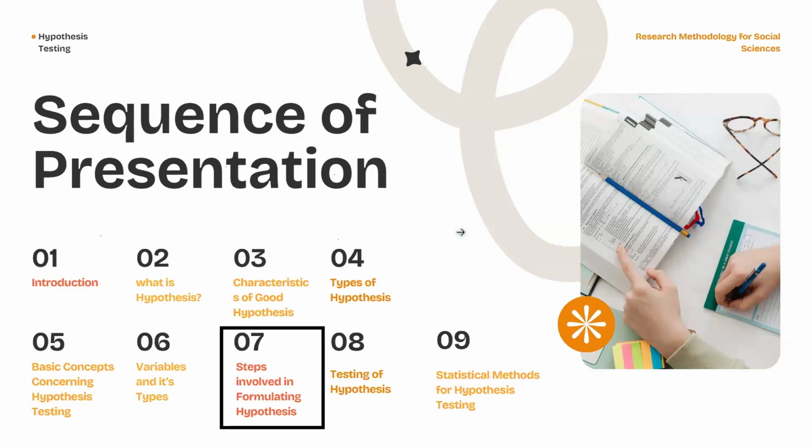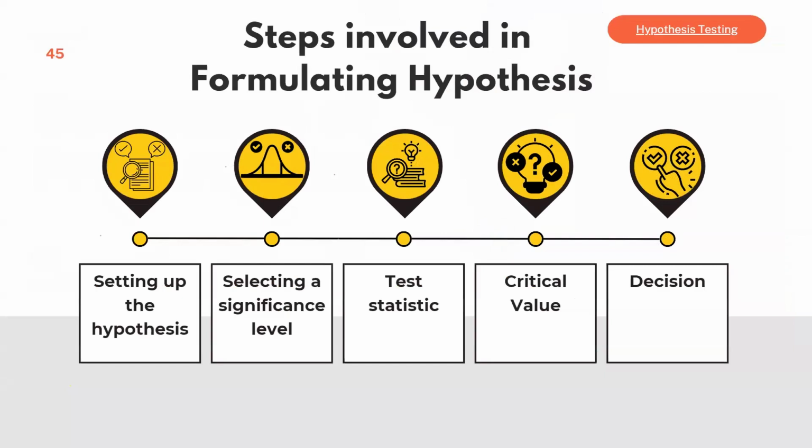So let's move on to the steps involved in hypothesis testing. There are 5 steps in formulating the hypothesis test. The first one is setting up the hypothesis. The first step is to clearly define the null hypothesis and the alternative hypothesis. As we already know, the starting point of research is clearly defining our null hypothesis, and then we decide our alternative hypothesis. The hypothesis should address the research question and specify the expected relationship between the variables.